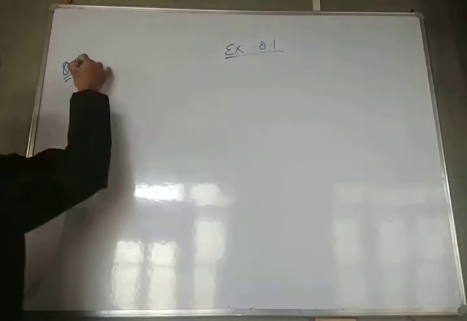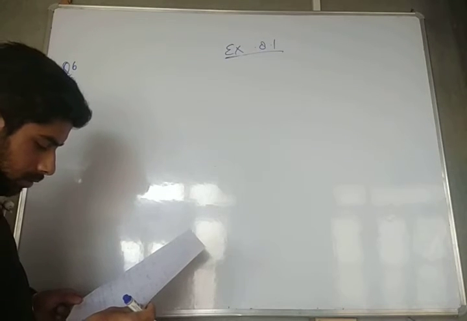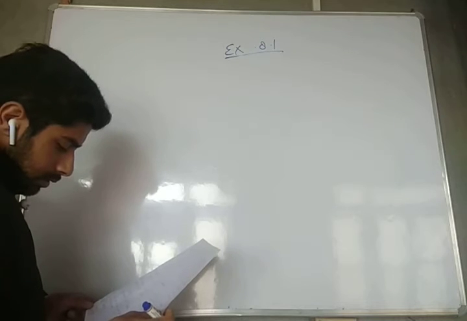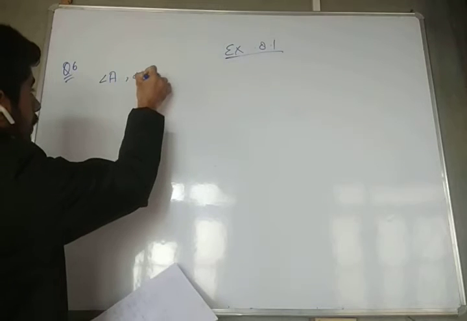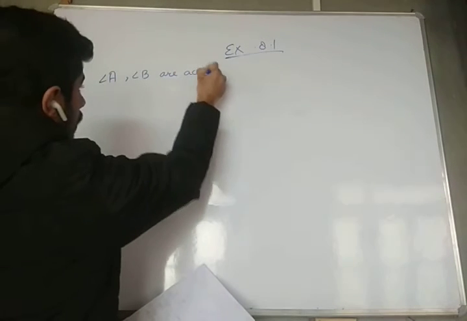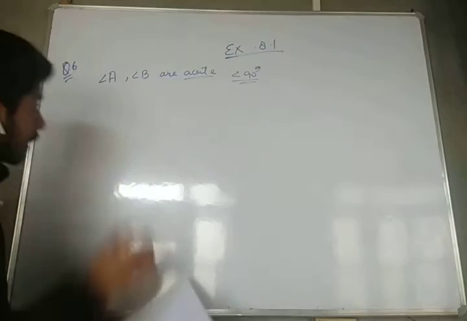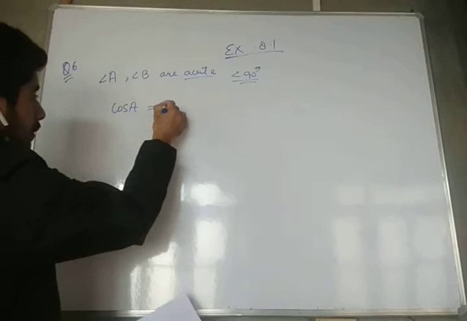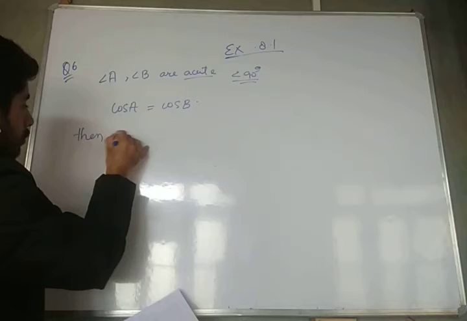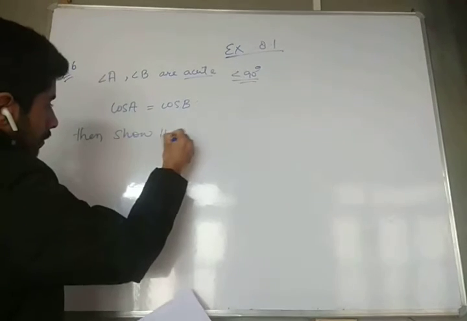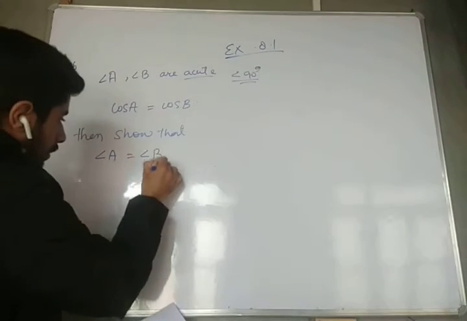Let's take this question number 6. Angle A and angle B are acute, and cos A is equal to cos B. Then show that angle A equals angle B. See what is given. Angle A, angle B are acute. Acute means they are less than 90 degrees. And cos of A is equal to cos of B. Then show that, what we have to show, angle A is equal to angle B.